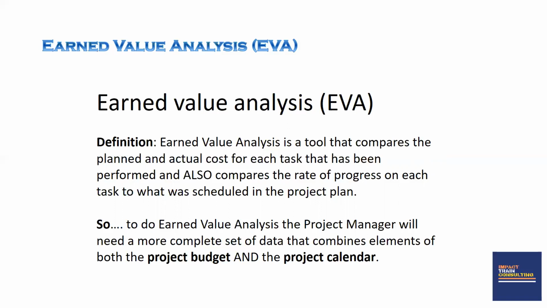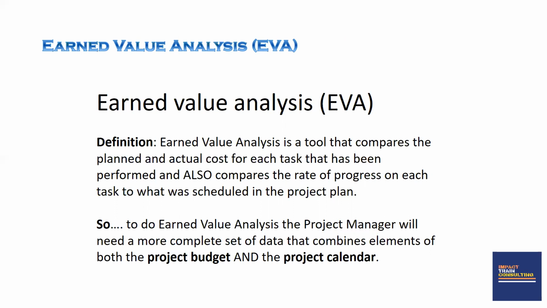In order for you to do an earned value analysis, you will need a more complete set of data that combines elements of both the project budget and the project calendar. Now, like I told you earlier, the budget can show you variance between what was budgeted and what was actually expended. Now, if your manager looks at the budget, he or she can say you are overspending or underspending.